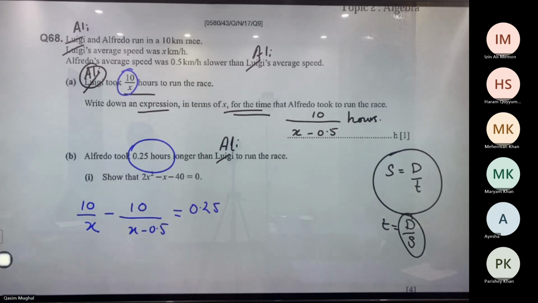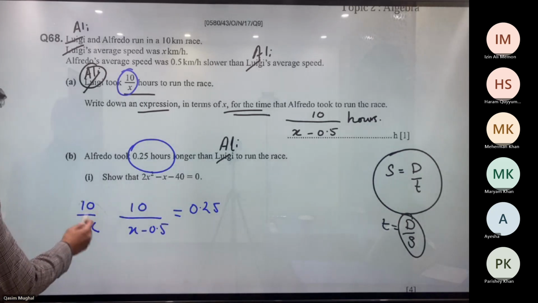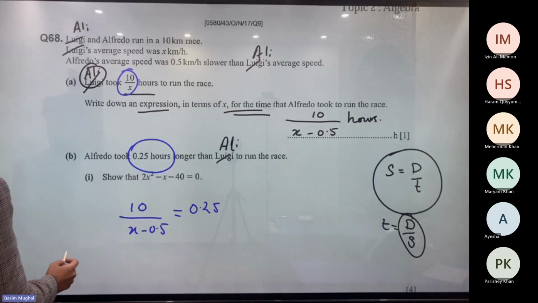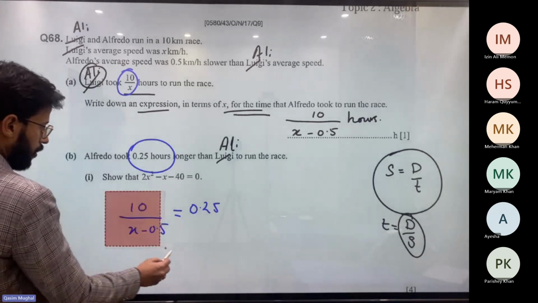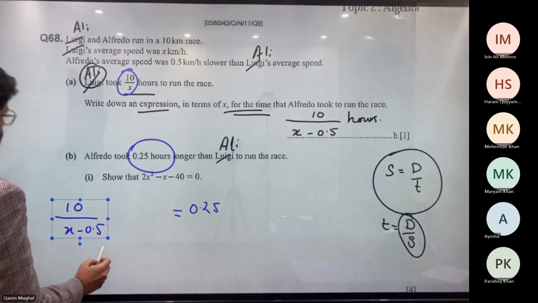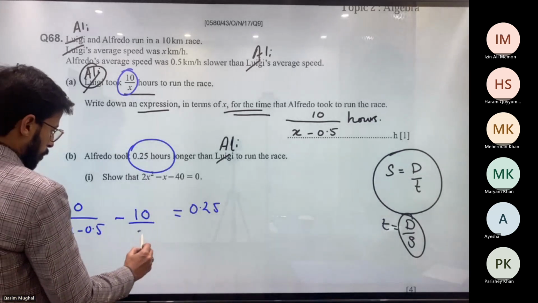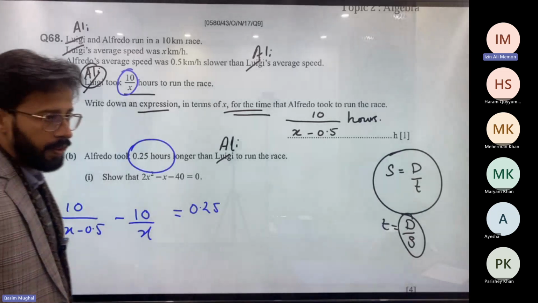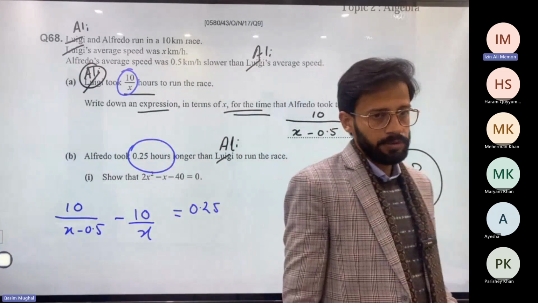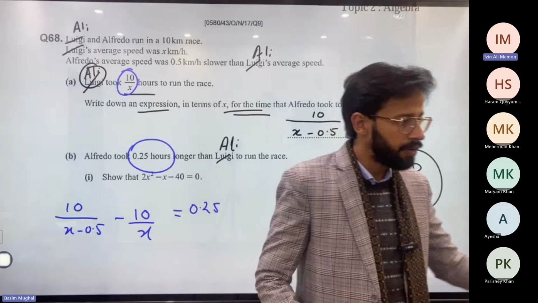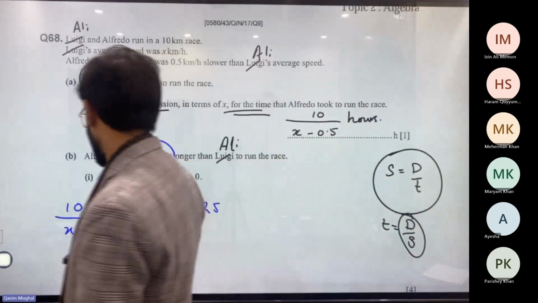Wait a second. Alfredo took 0.25 hours longer. Oh, I had written Alfredo correctly. Alfredo is going slower, so his time is more. If he's going slower, he'll take longer to reach point B. Isn't it? Yes, sir. I guess his speed is slow, so due to that, his time will be longer. Okay?